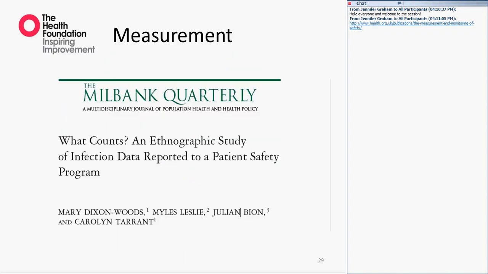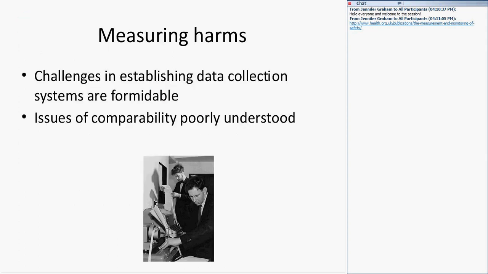So, for example, when we studied how intensive care units were collecting and reporting data on central venous catheter bloodstream infections, we found that setting up the data collection systems was very challenging, but also there were many, many difficulties in interpreting the data and producing data that could be reliable and comparable across different settings. So we concluded from that study that setting up data collection systems is often very, very difficult for clinical teams, and that we still have not got a very good fix on issues of comparability.